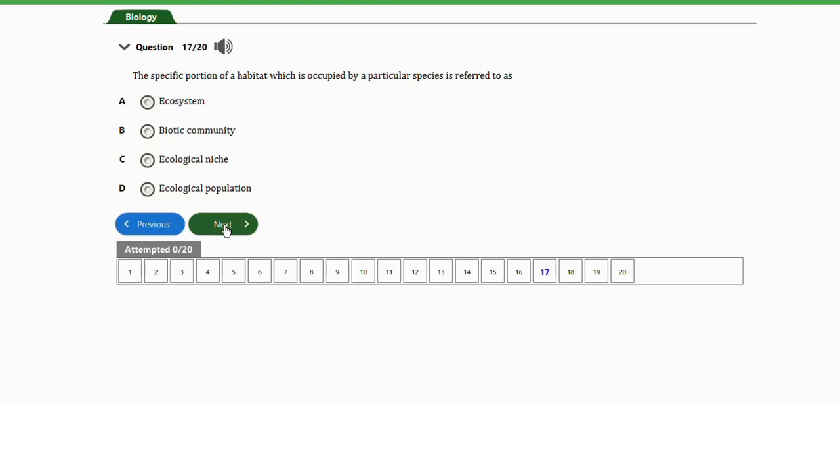So remember, we said specific portion. So a specific portion of a habitat which is occupied by a particular species is actually referred to as ecological niche. So guys, that's the answer to the question.